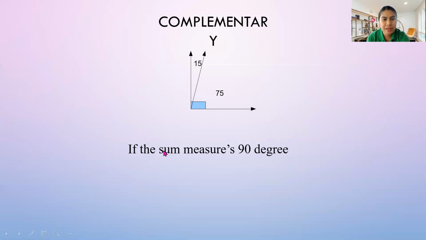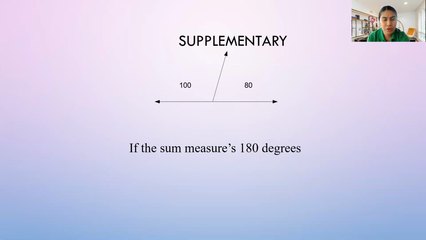Complementary, if the sum measures 90 degrees, so 75 plus 15 is 90. These two angles, 15 degrees and 75 degrees, are complementary. Supplementary, if the sum measures 180 degrees. For example, 180, so these angles are supplementary.